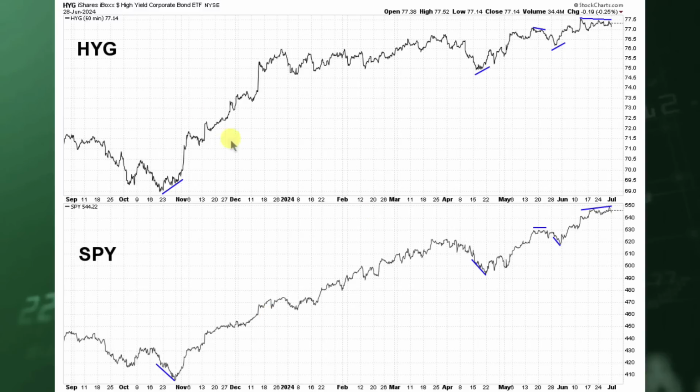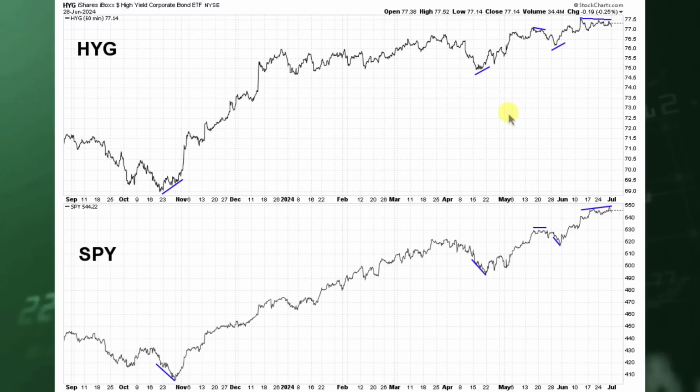Another divergence is between dumb money and smart money, dumb money being the SPY, smart money being high yield bonds over here. We've called out many times where we've seen negative divergences and the market went lower. We're currently building one as it stands right now.